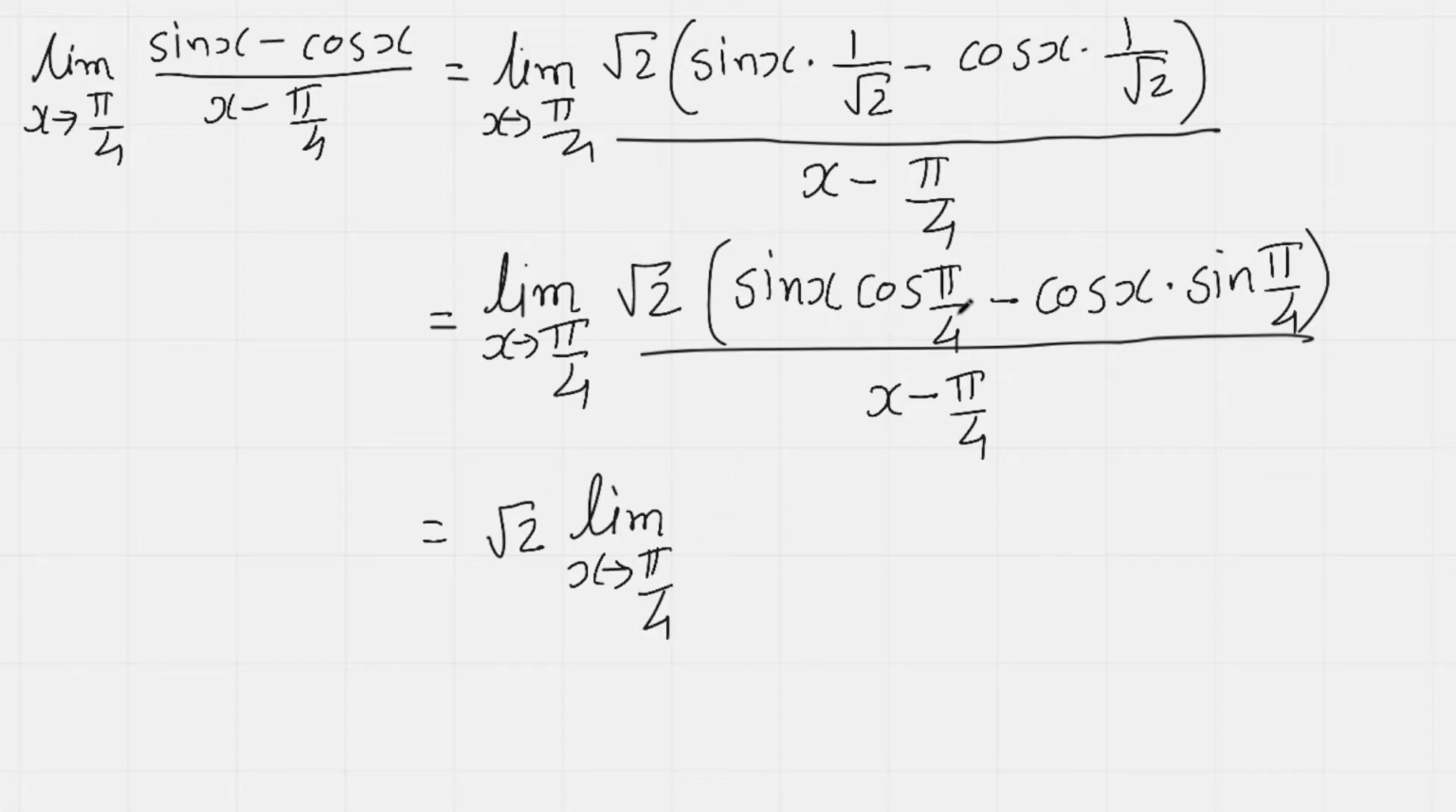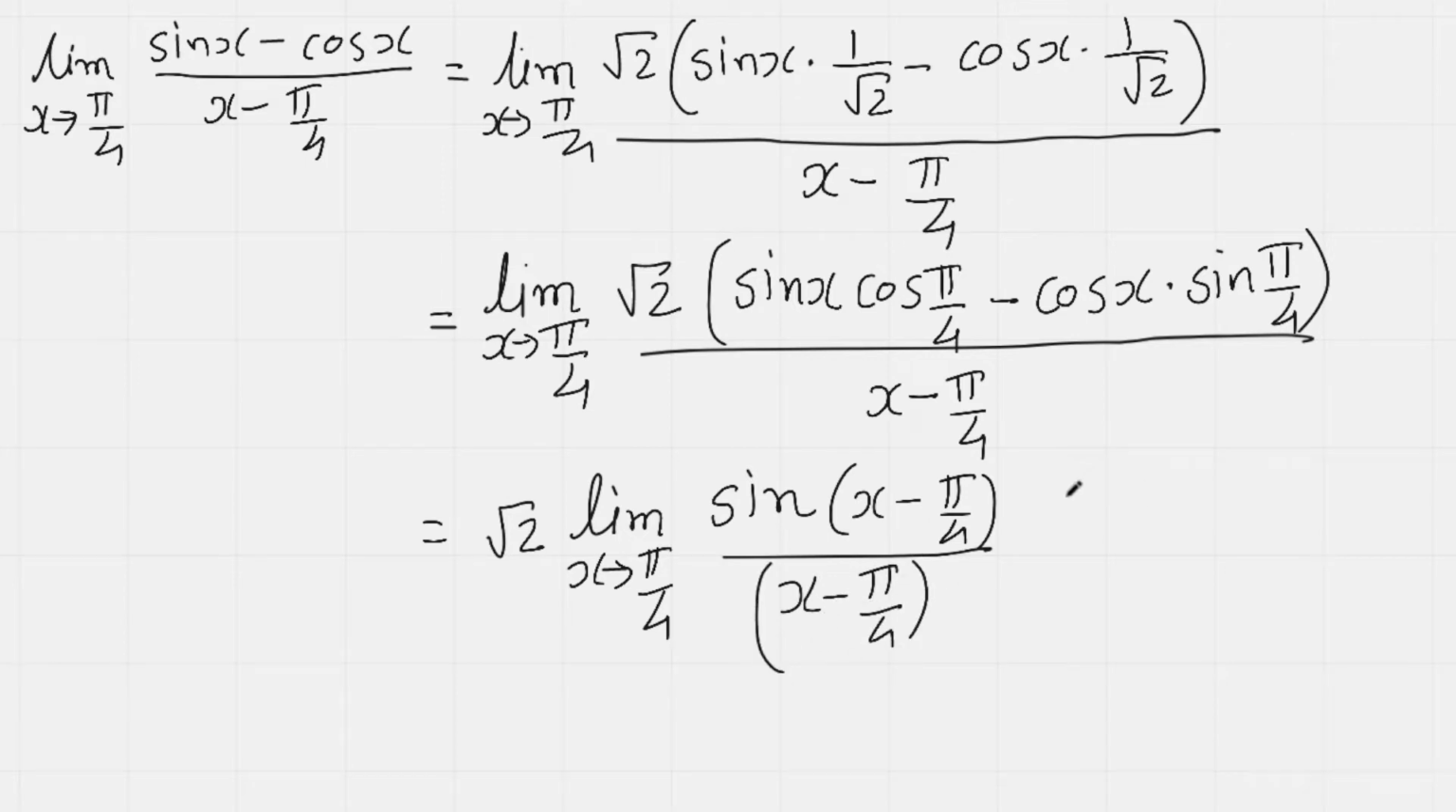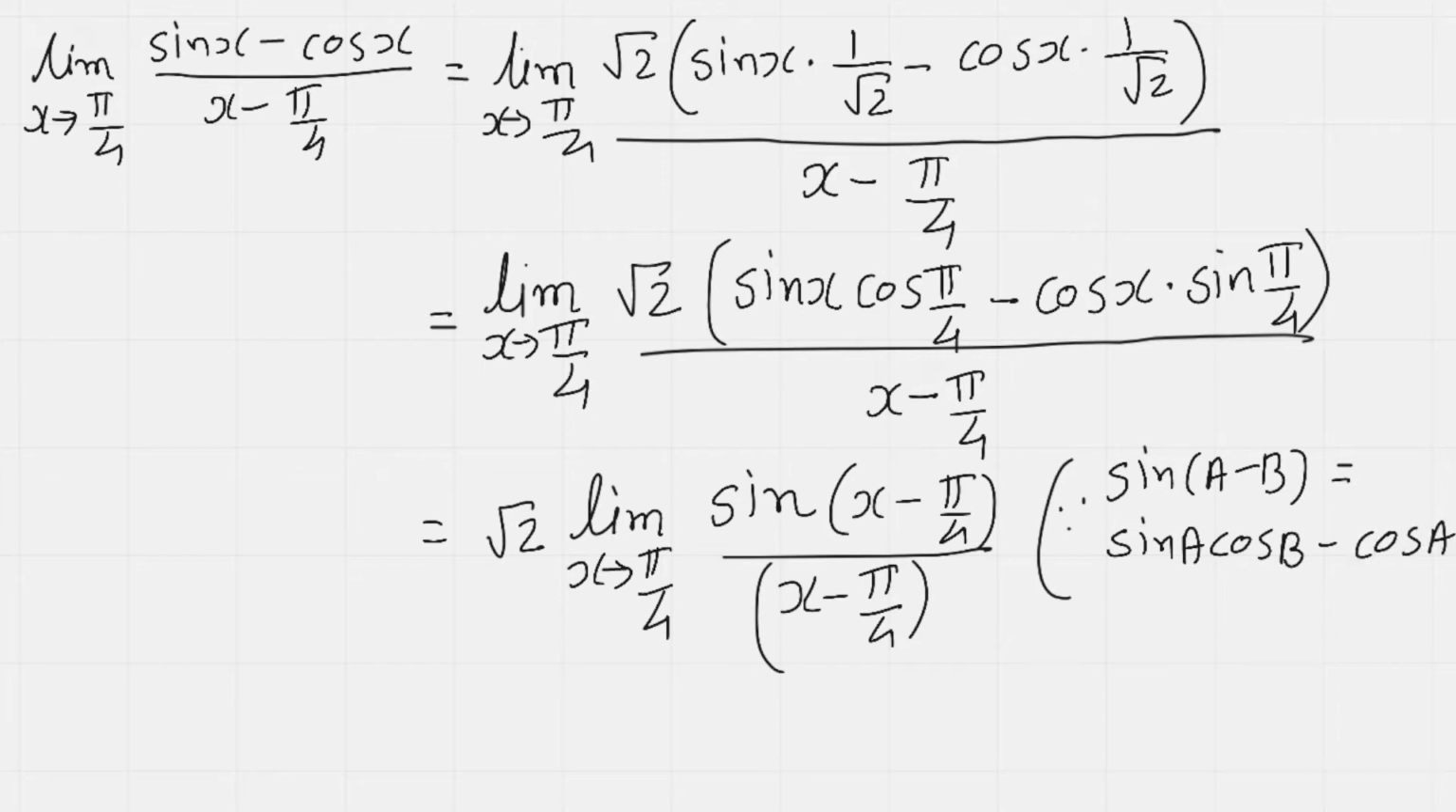Now this is the formula of sin a minus b. So instead of the numerator, we can write sine x minus pi by 4, whole divided by x minus pi by 4. We used this formula here: sine A minus B is equal to sine A cos B minus cos A sine B.